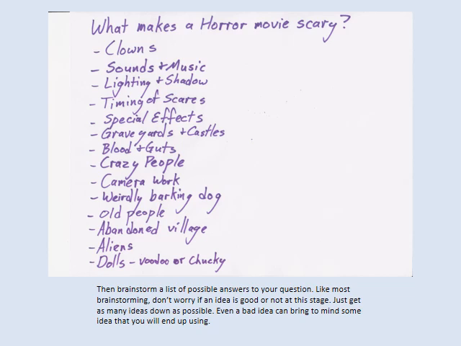Clowns, sound and music, lighting and shadow, the timing of the scares. In the old movies, you could literally sit there with a stopwatch, and from the time the music came up to the time the knife went in was 9 seconds. Now they've messed with that in more recent years, but the music comes up, the knife goes in, or the monster pops out, was a very standard trope. Special effects help make it scary. Graveyards and castles, blood and guts, crazy people, camera work, weirdly barking dogs, old people, abandoned villages, aliens, scary dolls, whether it's voodoo or Chucky.